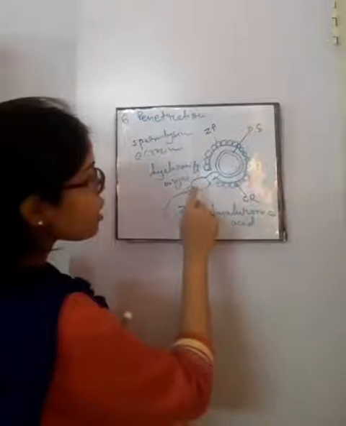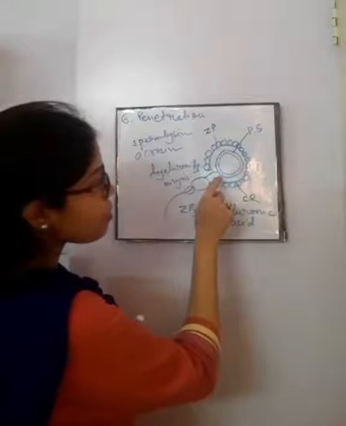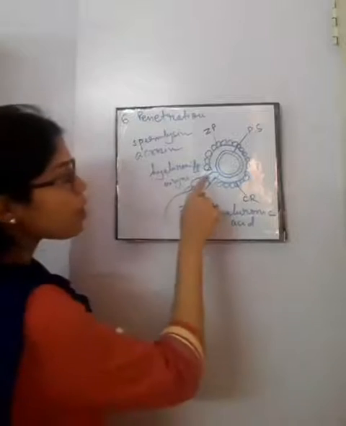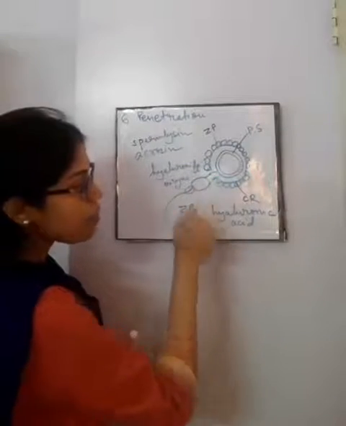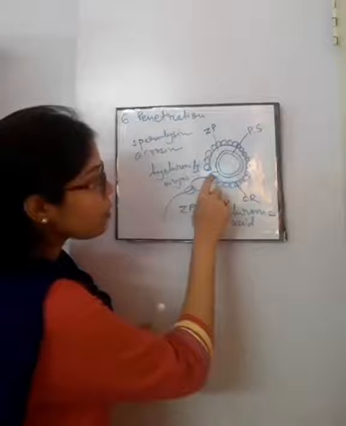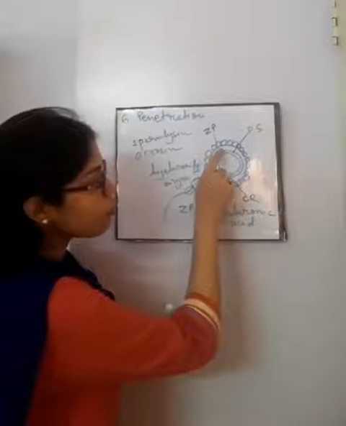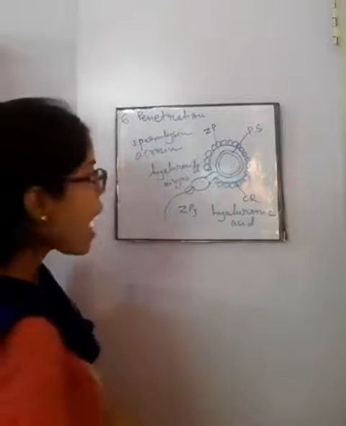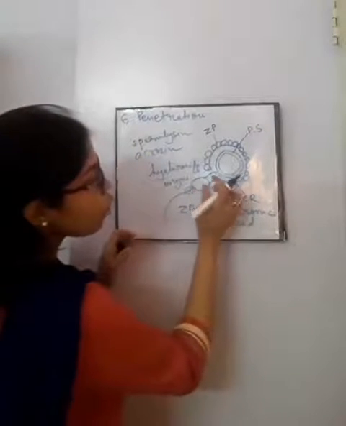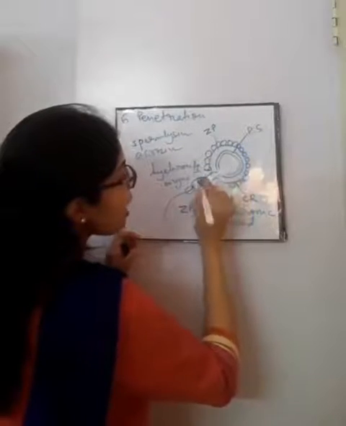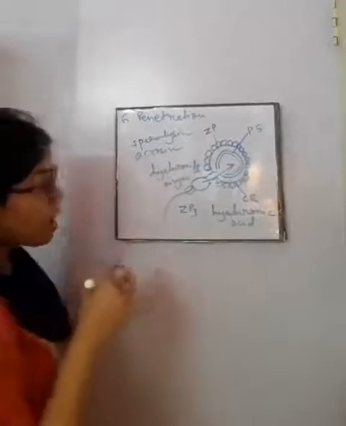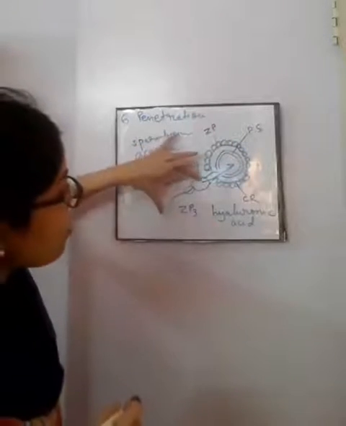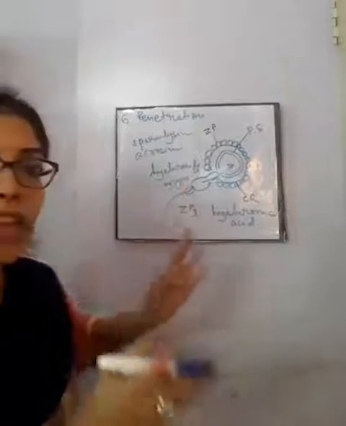Now, as the sperm head lies near the perivitelline space, both the sperm membrane and the vitelline membrane will be united. The membrane on the sperm head and the membrane of this layer will be united, and the sperm head, the whole of it, will enter the ooplasm. Only the sperm head will enter the ooplasm, and the rest of it will remain here, and later on it will be destroyed.